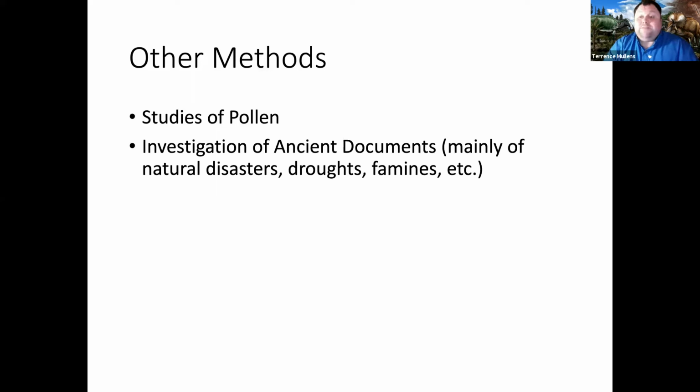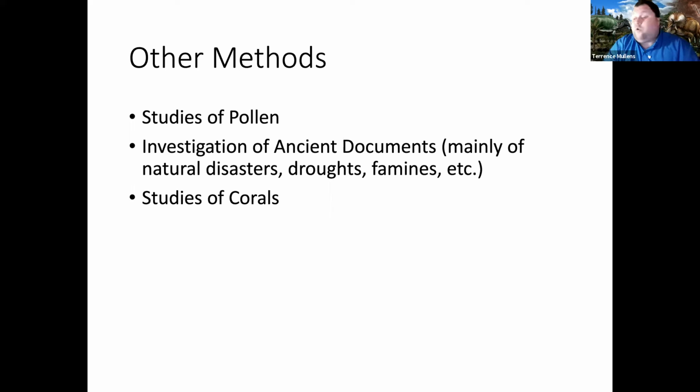Ancient documents. So even though we've only been taking accurate temperature records since the 1880s, there have been ancient documents that have been written for millennia. And we can actually use those ancient documents, eyewitnesses, natural disasters, droughts, famines, wars, major volcanic eruptions, and all that kind of stuff, to look back at major historical events that could have had an implication on climate.